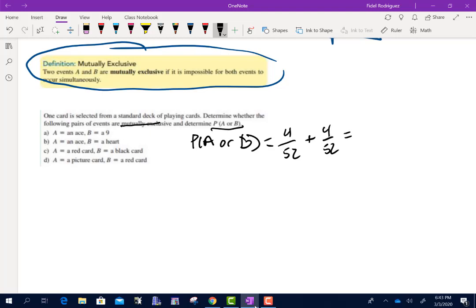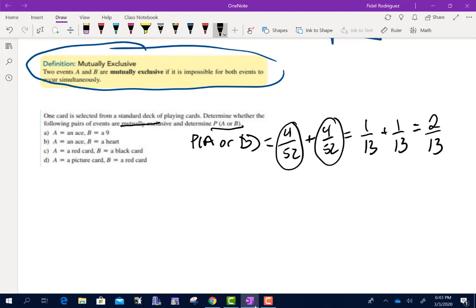Okay, so we can actually reduce these fractions here. So 4 out of 52 is going to reduce to 1 out of 13, plus another 1 out of 13 is going to give me 2 out of 13. All right, so there's my answer for part A.